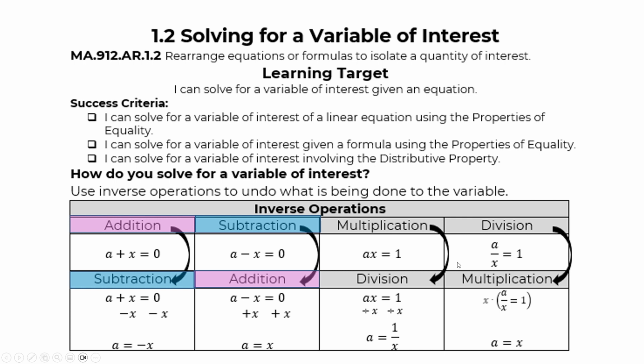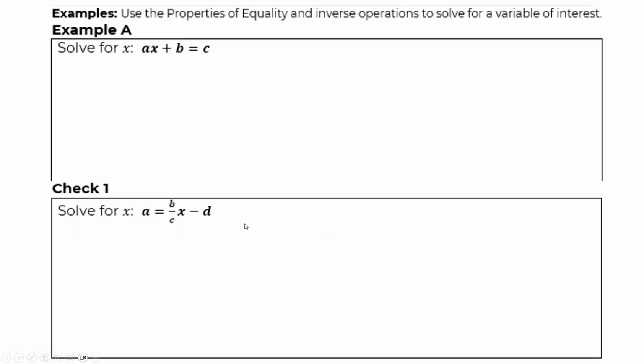And now we have our multiplication and our division. So a is being multiplied to the x here. In order to get rid of the x, we divide both sides by x. And here, a is being divided by x. So the inverse of that would be to multiply. All right, so let's get into it.